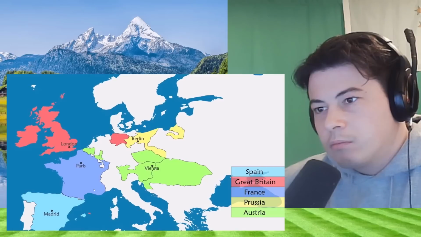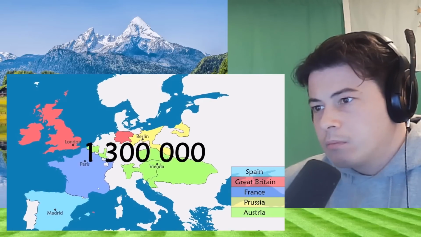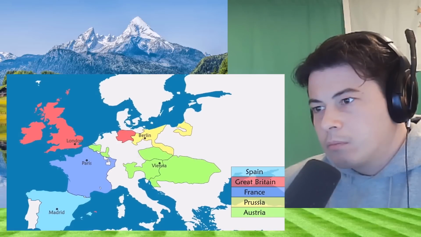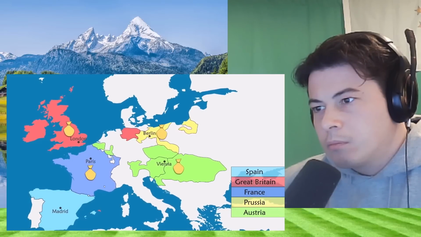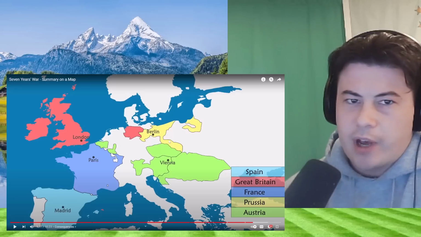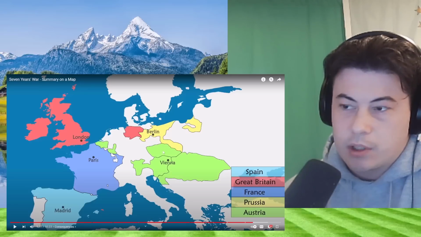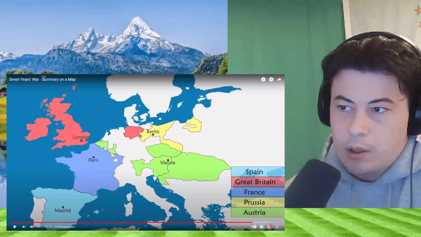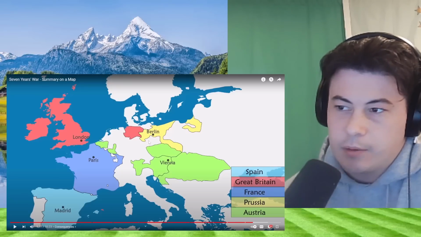The human toll of war is heavy, with 1.3 million people dead. More than half of them are civilians. European powers are weakened by war and forced to increase taxes to repay their debts. Okay, so the vast majority of the deaths, I'm assuming, in this area, right? In Silesia, Prussia, and Hanover. And what was this again?